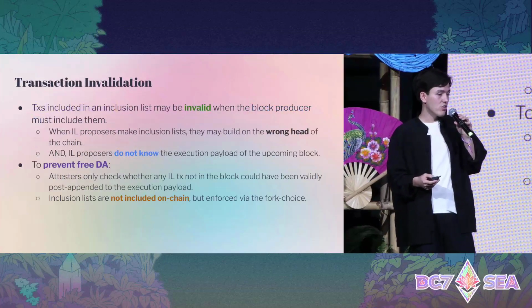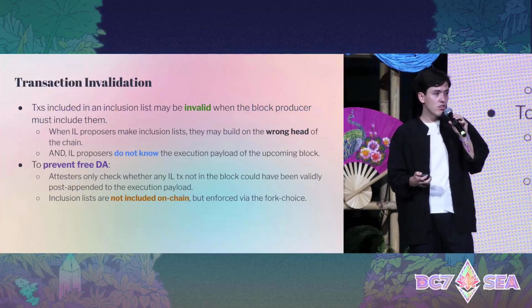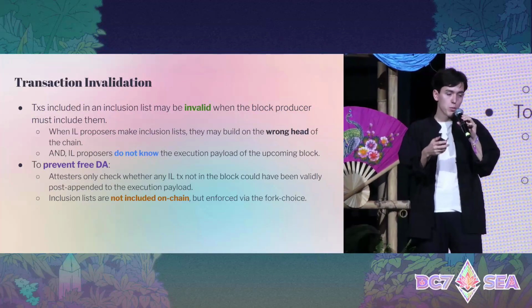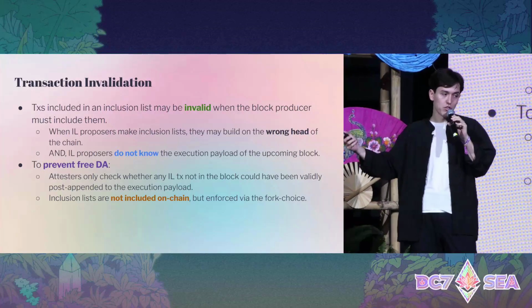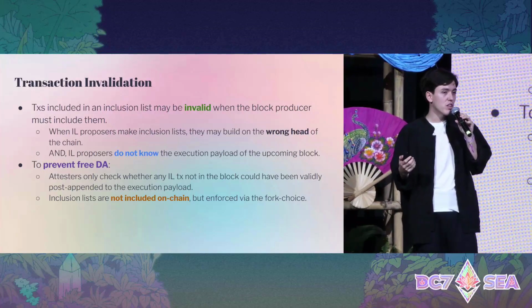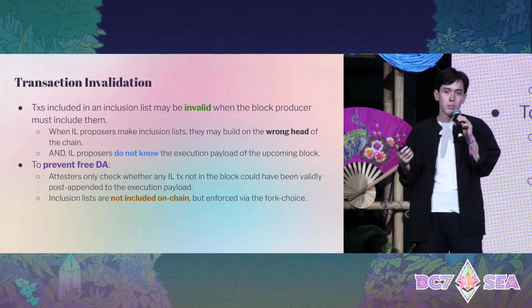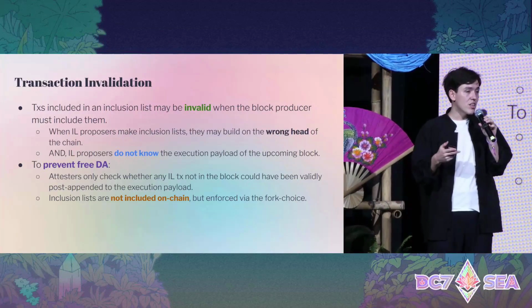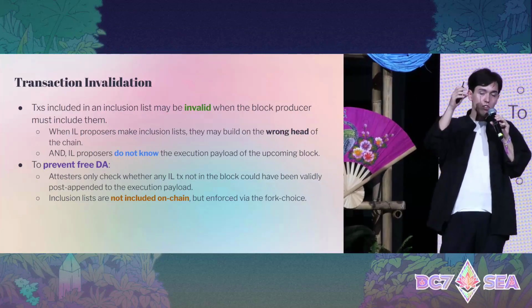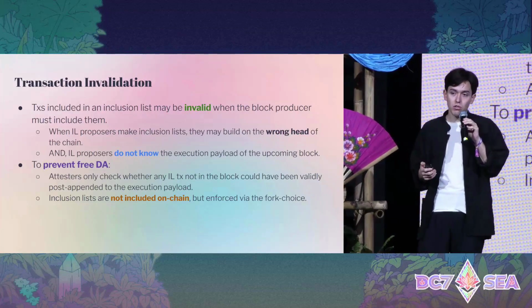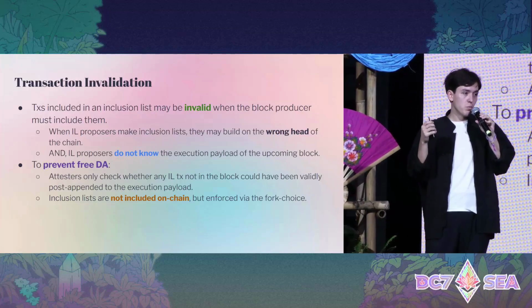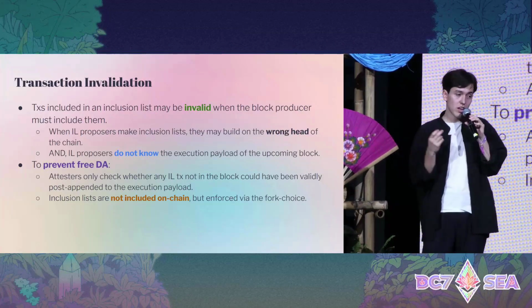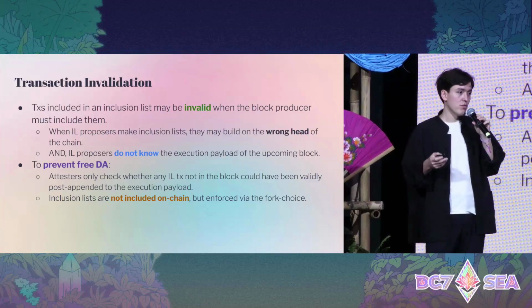So then there's transaction invalidation. Transactions in the inclusion list may be invalid at the time that the inclusion list committee member propagated them towards the block producer, who must include them. There are 2 reasons for this. Potentially, the inclusion list committee member doesn't know the right head of the chain, so it's building on some other head. And the second reason is that the block producer could include transactions before the transactions from the inclusion list. So the inclusion list committee member cannot possibly know what the block producer is going to do since it acts before, so transactions could be invalid.